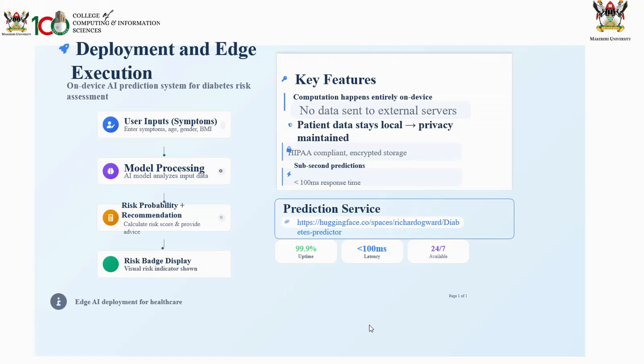So how do you go about this? This is what happens. On the interface, the user puts in the inputs, that is basically the symptoms. Then the model does the processing. After the processing, it goes ahead to produce the risk probability plus recommendation, and then we see a badge display. In a separate video I recorded a demo of how this works, so I recommend you take a look at that. Then you find that it definitely matches with our deployment and edge execution.